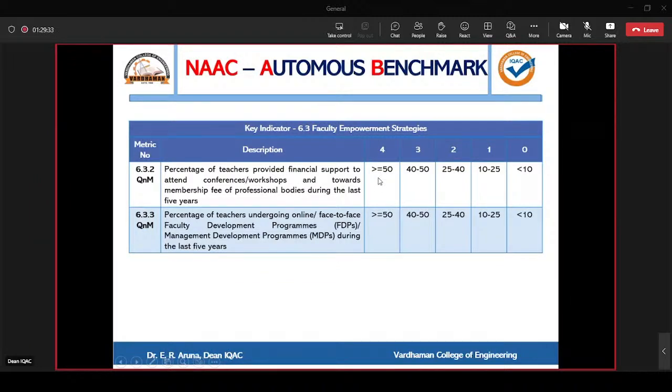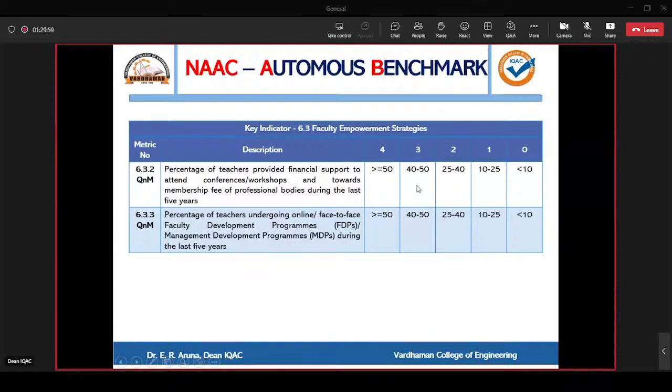So what does 6.3.2 mean? The percentage of teachers provided financial support to attend conferences or workshops. That is all regular faculty, the number you have kept in the extended profile part. So out of that N number, if more than 50% of the faculty got financial support, then we are going to get the 4 points.